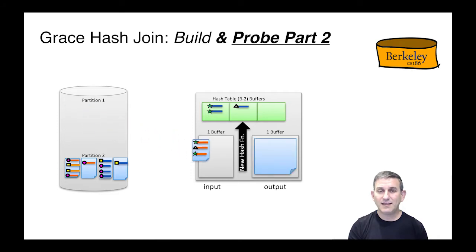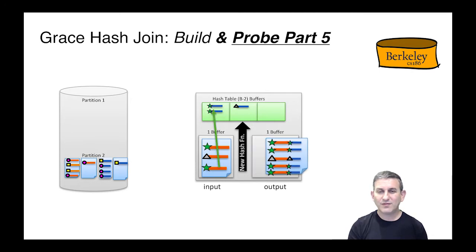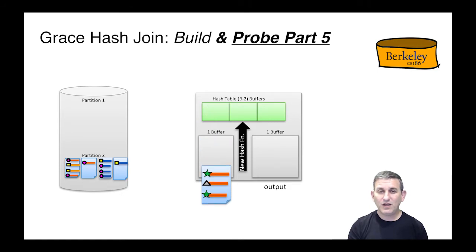And then we take the probing relation, which is the orange relation here, for partition 1. We read in a page of that, and for each tuple of that, we're going to look for matches in the hash table. And when we see a match, we'll concatenate the tuples and add them to the output. And of course, when the output buffer fills, we're going to have to flush it to disk. And when we're done with partition 1, we're just going to do the same thing for partition 2.